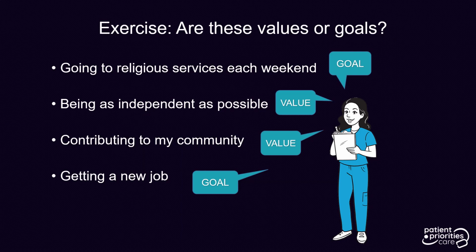Independence looks different for different people and in different stages of life. For a healthy 20-year-old, independence may be reflected by living independently. For an older patient with multiple chronic conditions, it may be bathing by oneself. What about contributing to my community? Is that a value or a goal? It's broad and it is a value. Describing exactly what a person would do to contribute to his or her community would be the goal.